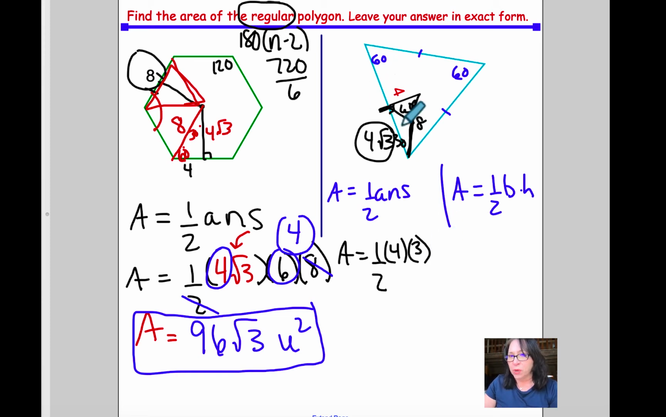So the length of one side is actually 4 root 3 plus 4 root 3, which makes 8 root 3. So half of 4 is 2, 2 times 3 is 6, 6 times 8 is 48. So the area is equal to 48 root 3 units squared.